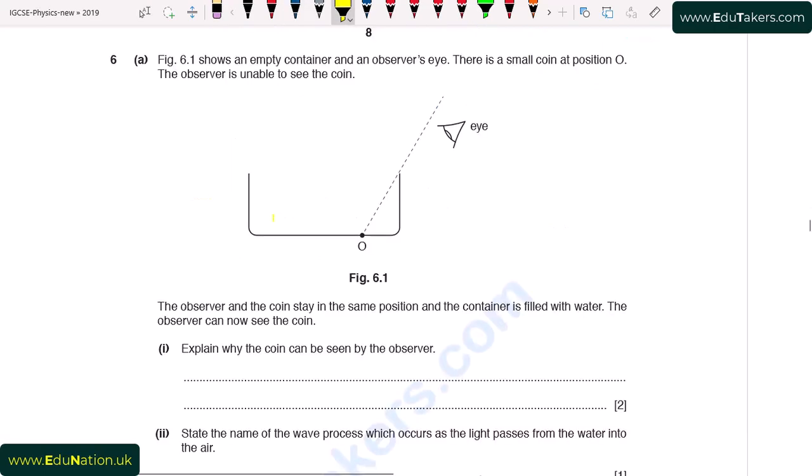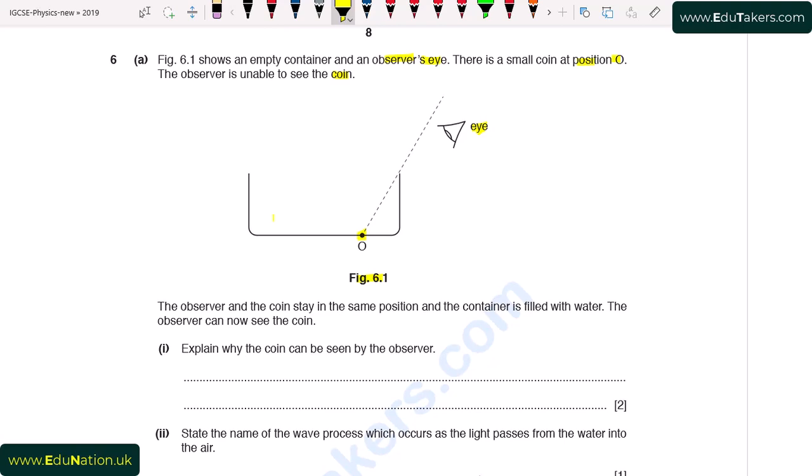Question number 6, part A. Figure 6.1 shows an empty container and an observer's eye. There is a small coin at position O. The observer is unable to see the coin. So here is a figure 6.1 and the coin is at this position. There is the observer that is observing this coin, and this observer is unable to see this coin.